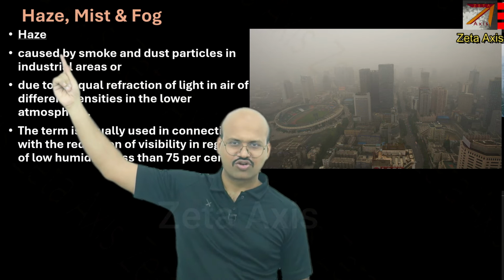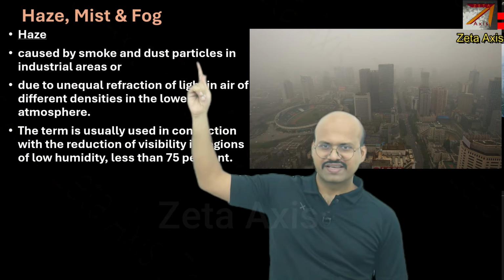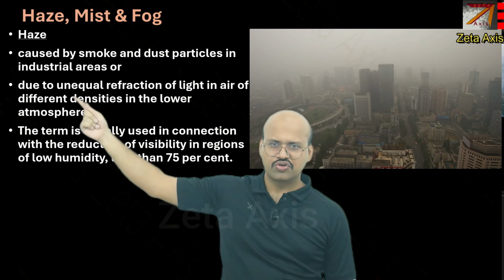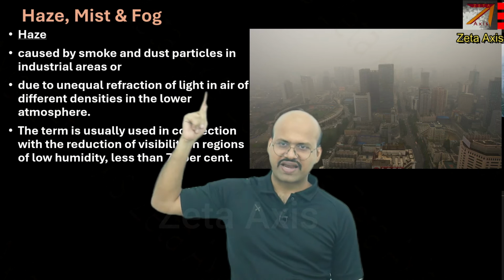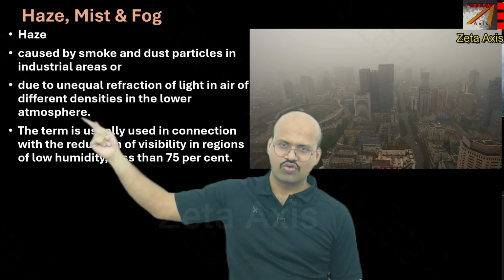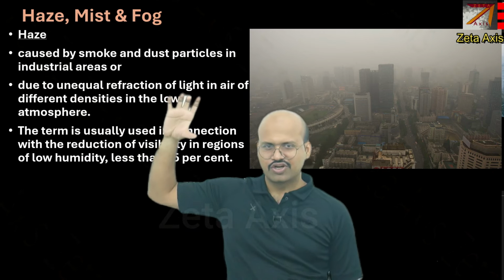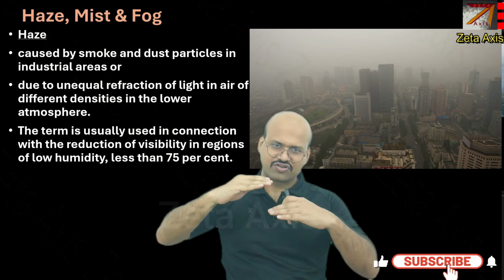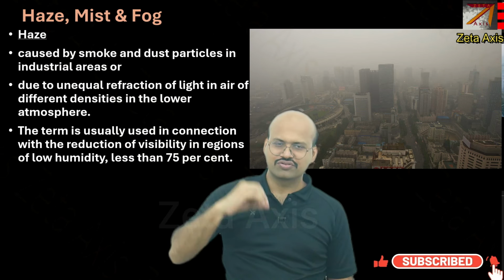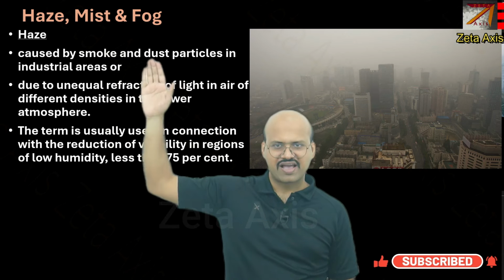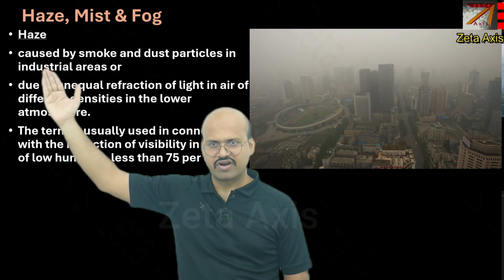So haze is caused by smoke and dust particles in an industrial area, or due to unequal refraction of light in air of different densities in the lower atmosphere. So generally it is caused by smoke and dust, but sometimes it could be caused by different layers of air having different densities, which reduce visibility. This is very rare, and this is the general name for haze.